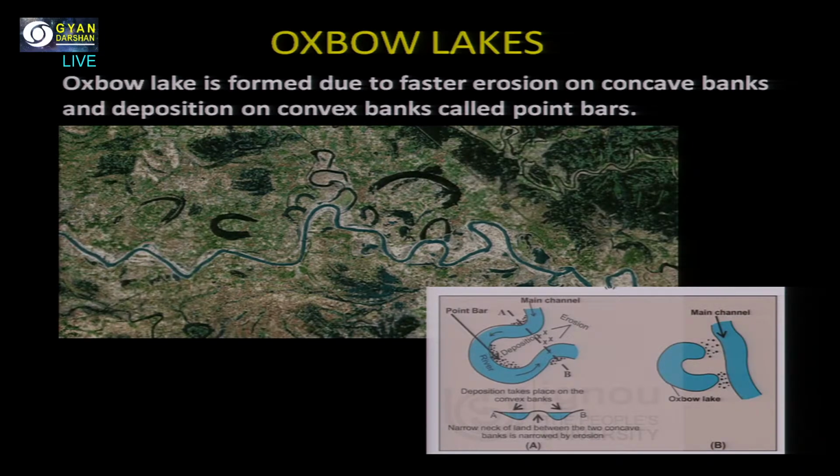These oxbow lakes are formed due to faster erosion on the concave banks. And the deposits, as you can see in the lower part, here this is the main channel on the right hand side, and this is the oxbow lake. And the deposits that occur here in this oxbow lake, you can see this is the point bar. So these are about this landform, the oxbow lake.